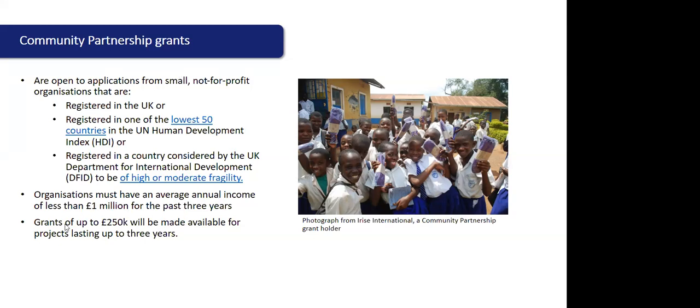So organisations applying for a community partnership grant must have an average annual income of less than £1 million per annum for the past 3 years, and that's as shown in approved organisational accounts, and relevant documentation will be requested as evidence. Now, new organisations with fewer than 3 years of accounts can still apply, but in such cases, average annual income will be calculated based on the organisation's length of operation. And for community partnership grants, grants are available of up to £250,000 for projects lasting up to 3 years.